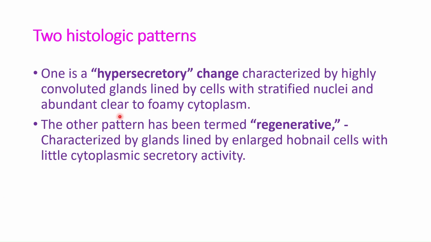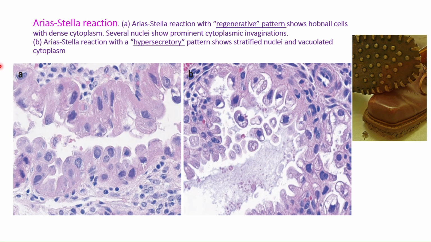So there are 2 histologic patterns we can appreciate in Arias-Stella reaction. One is hypersecretory change, second is regenerative change. These two changes may sometimes be present together and they show overlapping features. Hypersecretory, as the name suggests, has secretory activity, so clear to foamy cytoplasm, stratified nuclei, and convoluted glands. While in regenerative, the cytoplasmic secretory activity is little, so there is dense cytoplasm of the glands, and there is hobnailing effect of the cells.